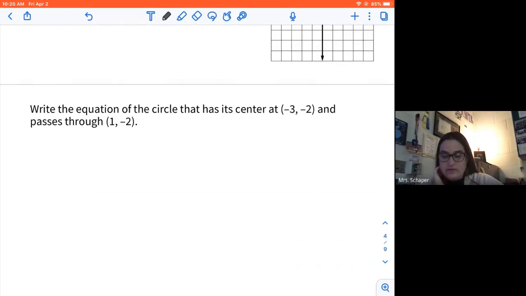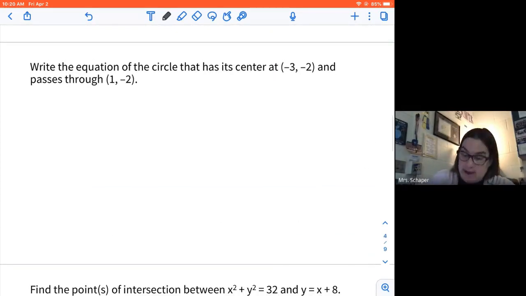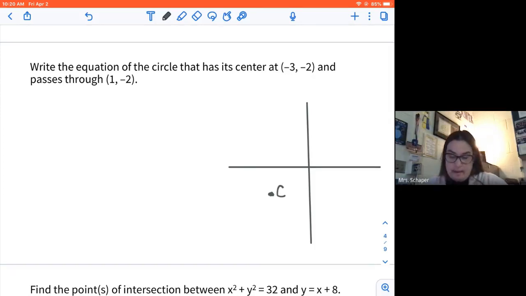That's right, let's try it again. Write an equation of the circle that has its center at -3, -2, and passes through 1, -2. Now, I need to know the center and I need to know the radius. So -3, -2, that's my center. And it passes through 1, -2. That's how the circle's going to go. So this distance is my radius.